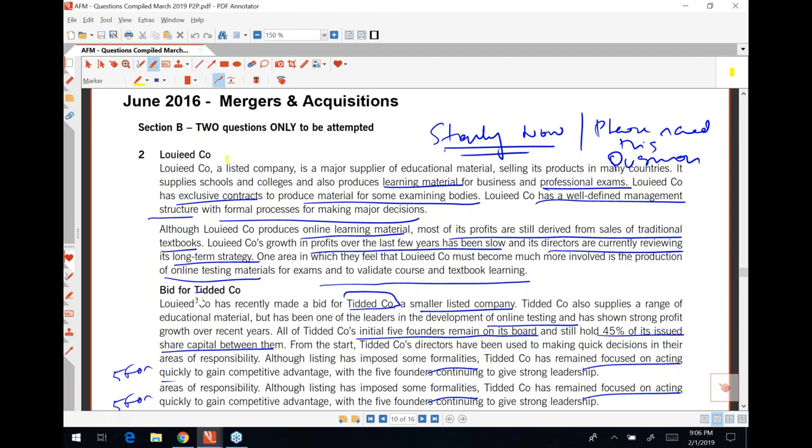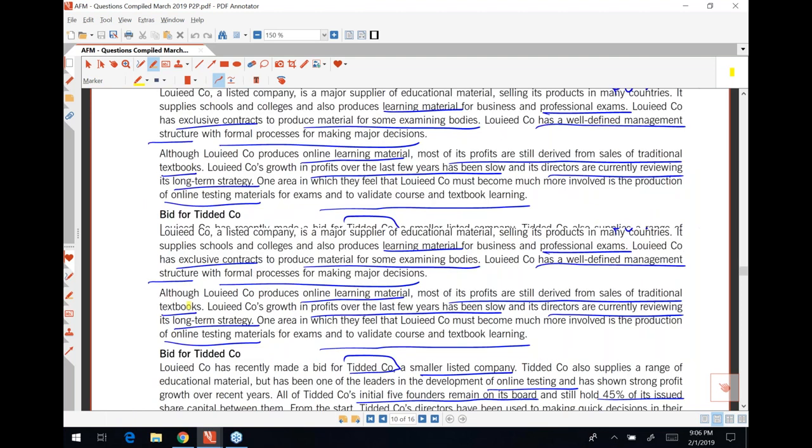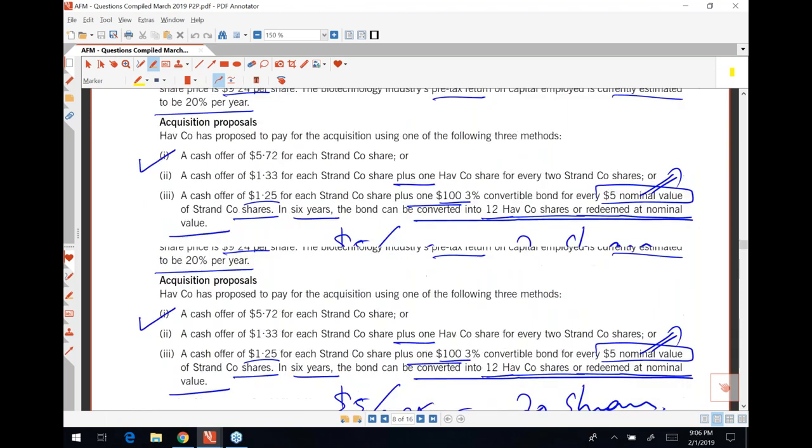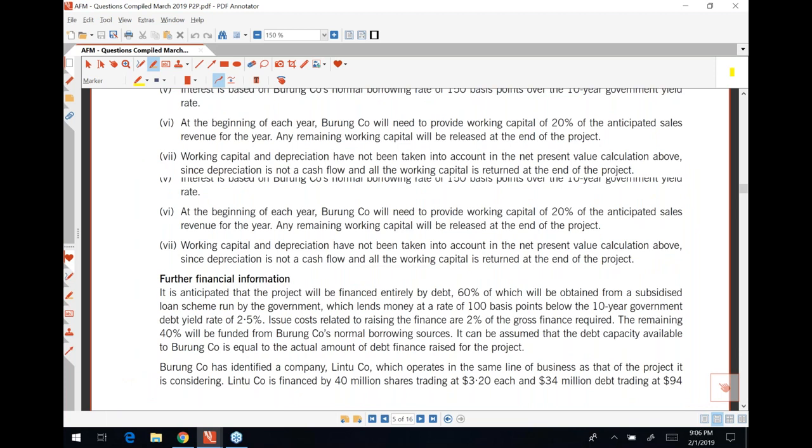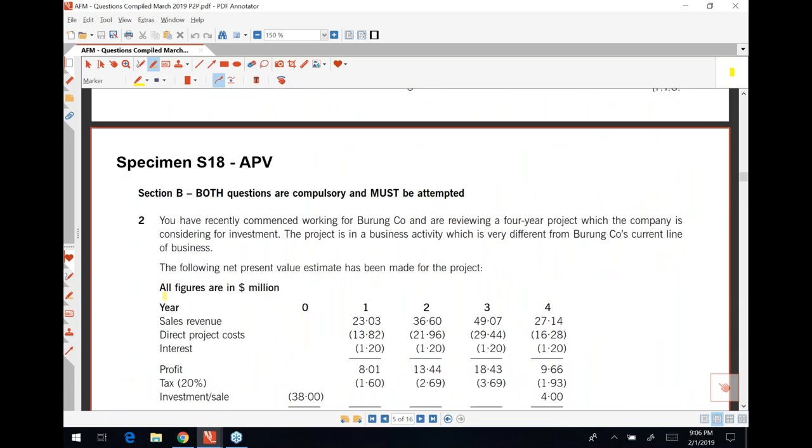So the first question that I would try to attempt today is basically this question of specimen exam of September 2018. The name of the question is basically Bureau Company. So I would try and attempt this specific question first. Let's just start discussing about this Bureau Company, what exactly is there in this Bureau Company.